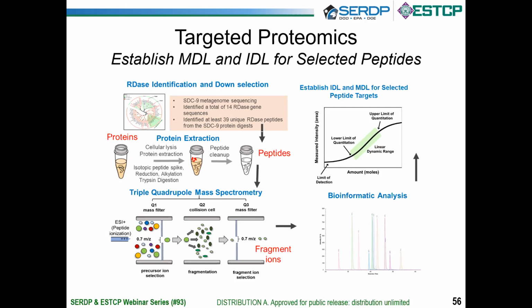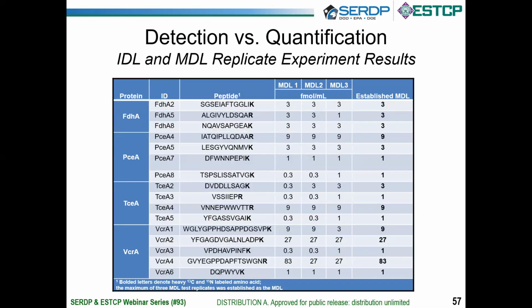And so on slide 57, a total of 4 proteins were identified to carry forward. PceA, TceA, and BvcA are all reductive dechlorination RDase proteins, whereas FdhA is a formate dehydrogenase protein that's not specific to chlorinated ethene respiration, but is carried by the DHC cells. It's associated with how these cells make a living, energetically speaking, and so that protein was included as well.